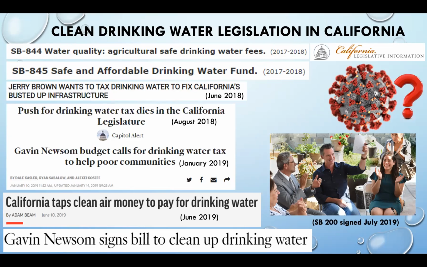I think COVID-19 has exposed a lot of these disparities that we have in the United States and in California, and that we can have better equity in California, especially with access to a basic human necessity like drinking water.